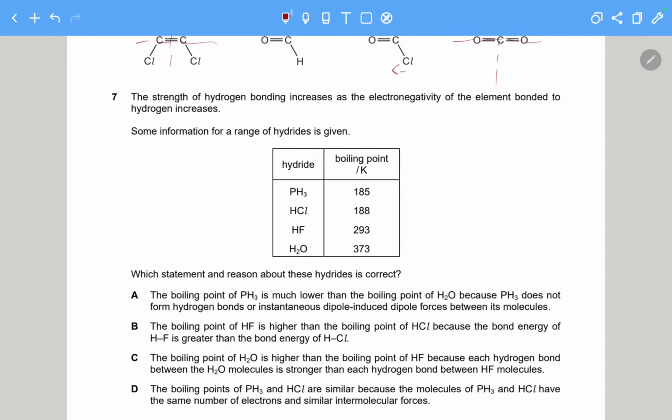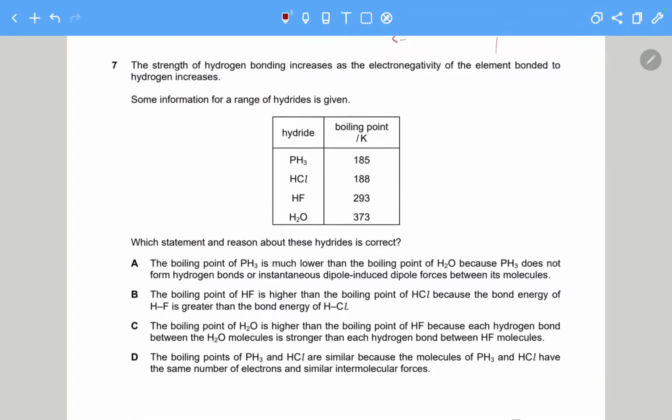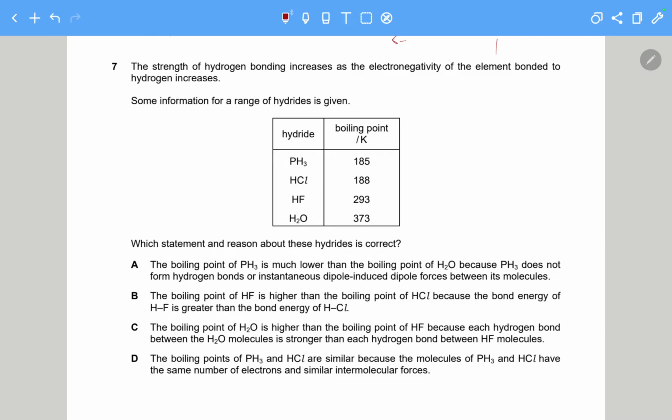Question 7. The strength of hydrogen bonding increases as the electronegativity of the element bonded to hydrogen increases. Some information for a range of hydrides is given.